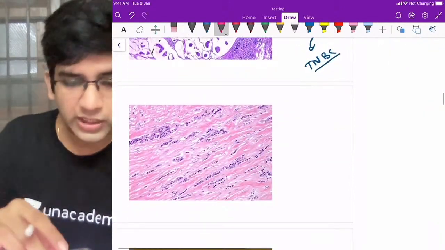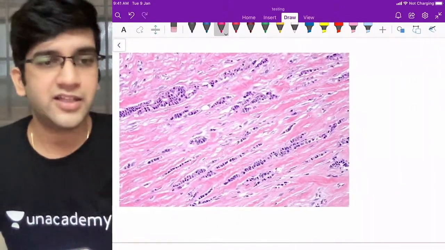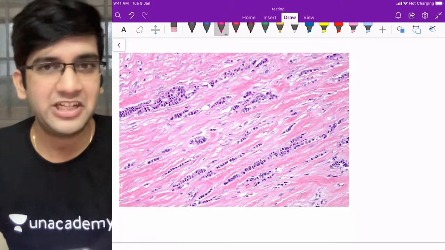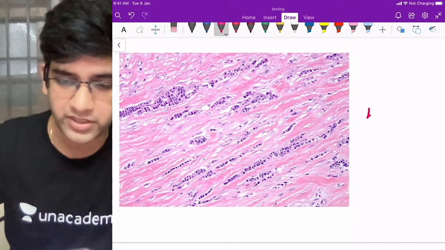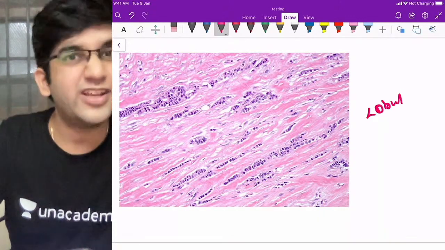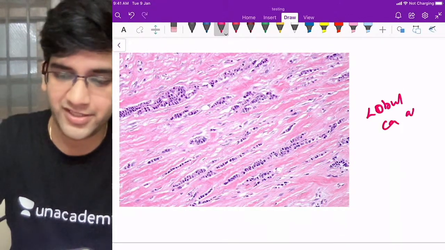Okay. I'm not going to comment on this. We have seen this image n number of times. And you definitely know what this is. This is your lobular carcinoma of breast, right? There's no doubt about lobular carcinoma of breast. You can write a thesis on lobular carcinoma of breast. Fine.